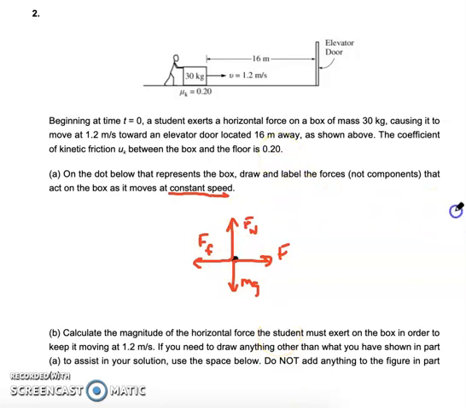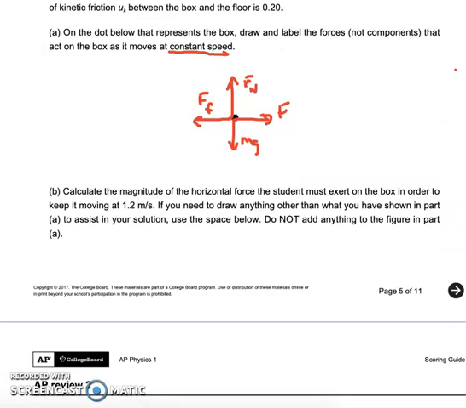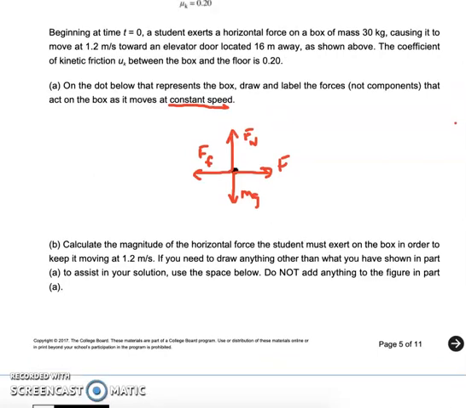All right, so that's pretty straightforward. Now, next part, we say calculate the magnitude of the horizontal force in order to move it at 1.2 meters per second. And we have additional information. So we know the coefficient, in other words. The idea is you should make some statement that the force of friction, F, equals the applied force, because F net is 0.